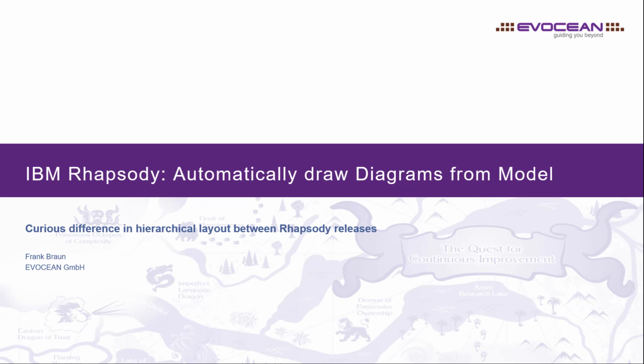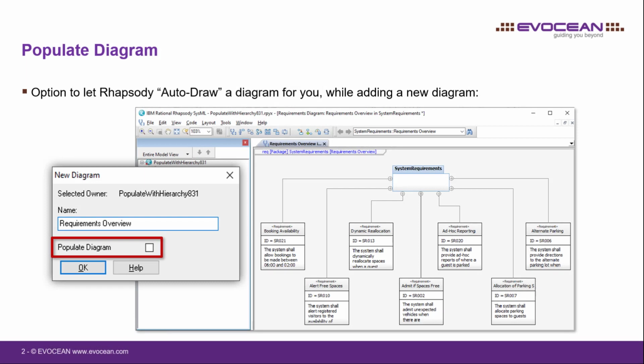In this video I will talk about a curious change in the current Rhapsody release when you apply hierarchical layouts on the auto-generated diagrams. This video is directed to all those who are using my older Rhapsody training material with a more recent Rhapsody version and came across some inconsistencies in the expected Rhapsody behavior.